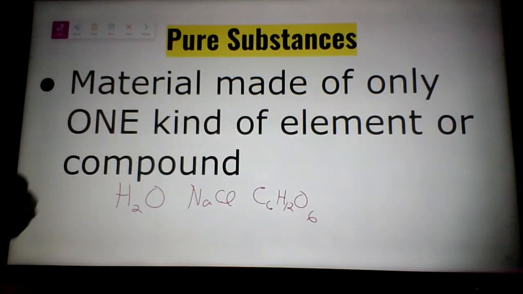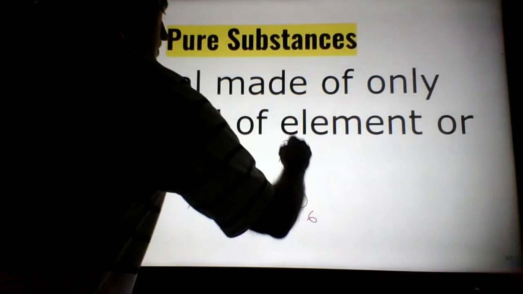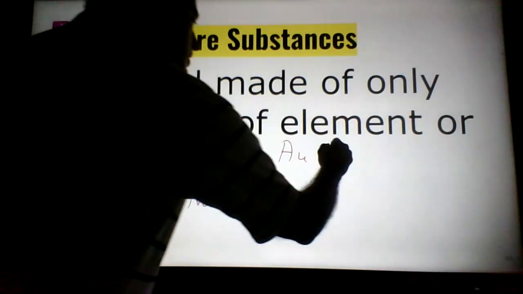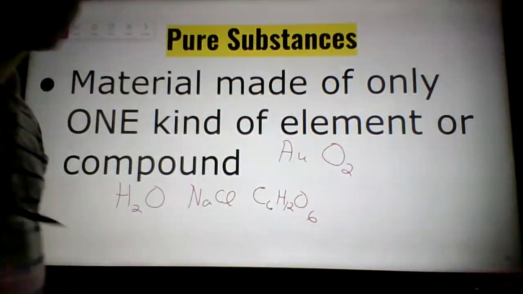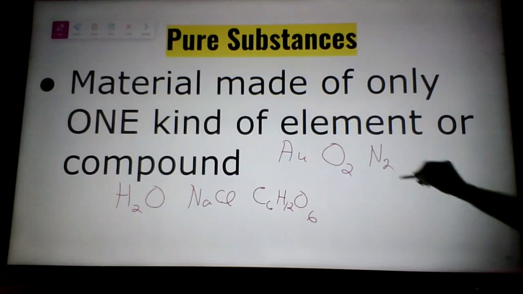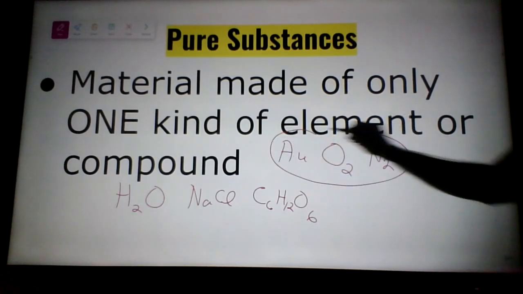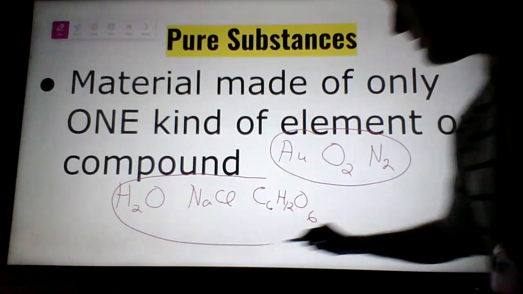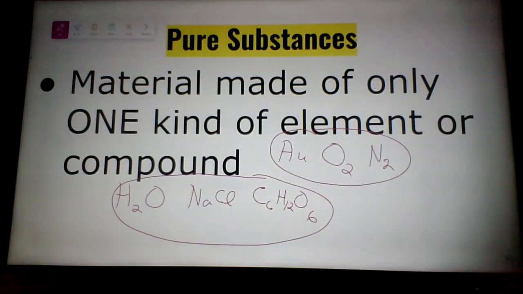Other pure substances are just a single element. Gold, chemical symbol is Au. We have to breathe oxygen, but most of the air that we breathe is not oxygen, it's nitrogen. These are elements, these are compounds. When there are 2 or more different elements combined, we call that a compound.